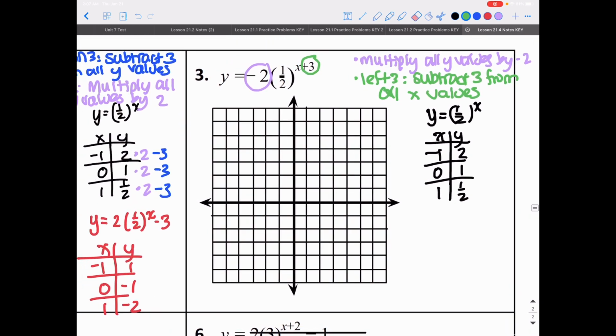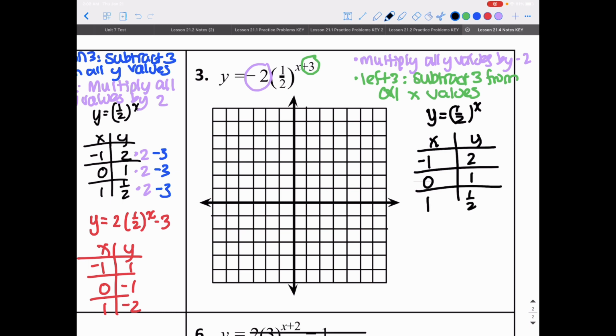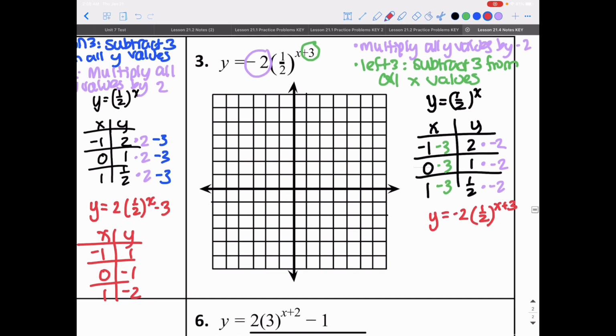What I should have done is I should have written these a little bit differently. So I'm going to rewrite this table. I'm going to leave enough space for me to do that. This is 2, 1, 1/2. So I'm going to subtract 3 from all of my x values, and I'm going to multiply all my y values by -2. And my new function is going to be y is equal to -2 times 1/2 to the x plus 3 power, because I'm taking care of those two transformations.